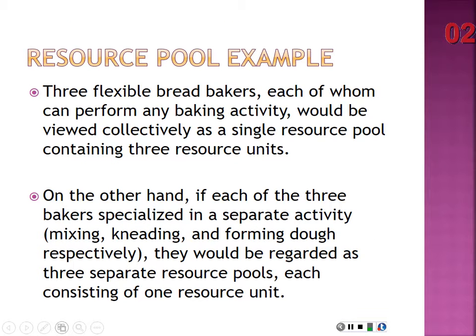So this example that we're going to talk about, we're going to continue with the bread maker. So let's say that you have 3 flexible bread makers, each of whom can perform any baking activity. They would be viewed collectively as one resource pool with 3 resource units. Okay? In comparison, if each of the 3 bakers were specialized in a separate activity, one mixes, kneads, and forms the dough, respectively, they'd be regarded as 3 resource pools with 1 resource unit each. Do you see the difference? Okay? So if they're interchangeable, you say they're all part of the same resource pool. If they have select activities that they do, you say, okay, well then they're in their own resource pool.